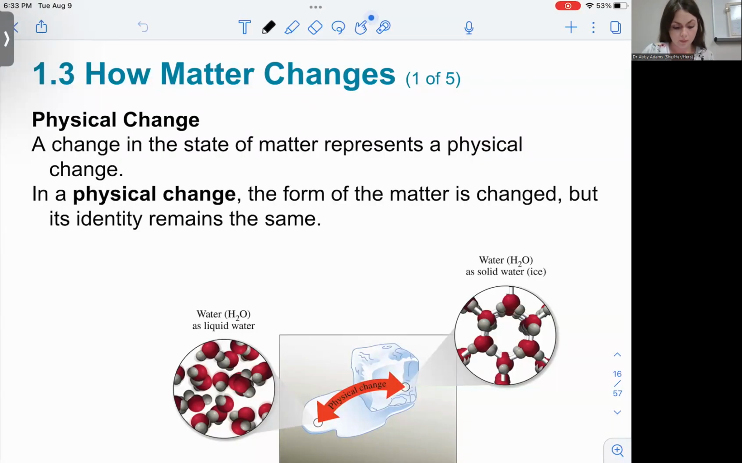Hi, we are moving along and we're on chapter 1.3 in Chem 109, How Matter Changes. Okay, we've talked about matter. Remember what matter is. It's something that has volume and it takes up space, right?